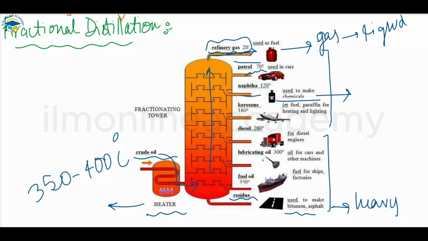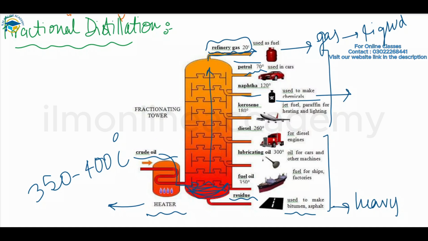And the residue is basically the black residue that is present there, and this is usually used for surfacing roads. This is the black residue that we collect from the bottom of the fractionating tower, meaning bitumen is present here. It is so heavy and so dense that you have to collect it from the fractionating tower or fractionating column like this.